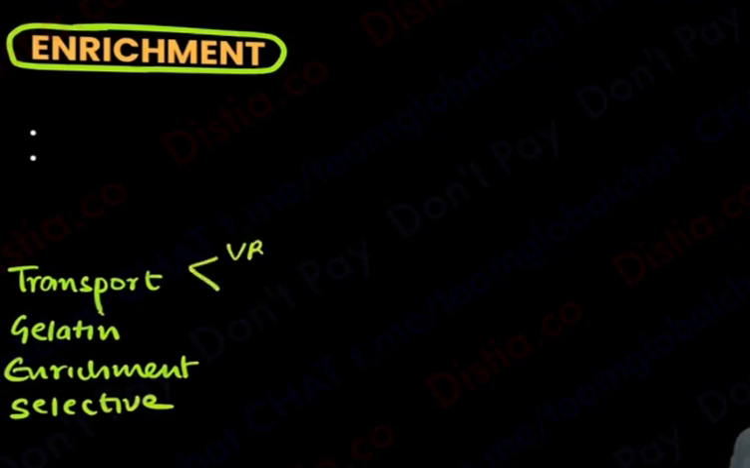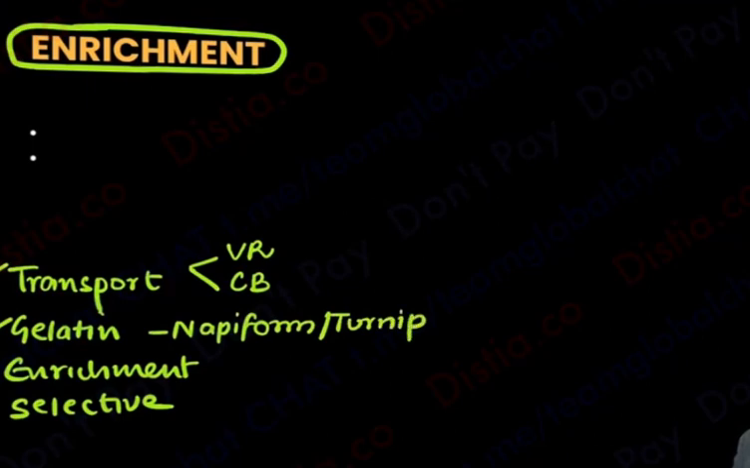In transport, two scientists were there, Venkatraman Ramakrishnan and Carry Blair medium, done. In gelatin, I've told you, you had to think of that turnip or napiform gelatin liquefaction. That also you have done.